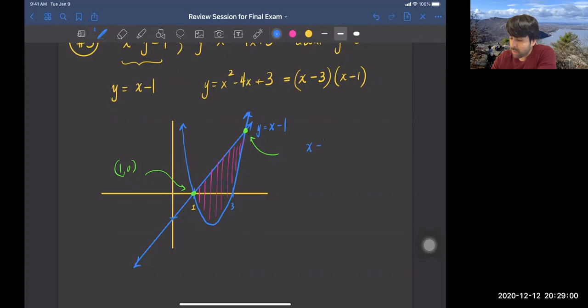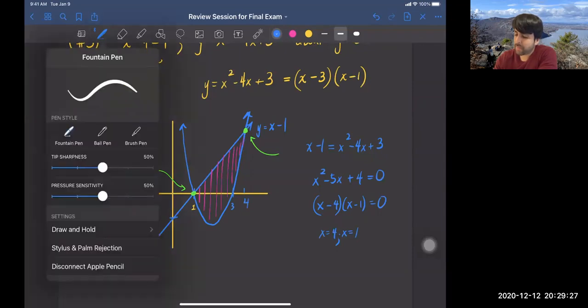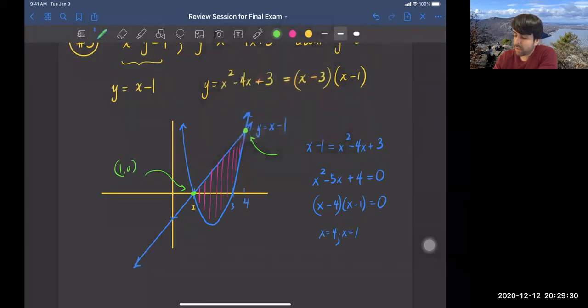So I know that x minus 1 equals x squared minus 4x plus 3. This becomes x squared minus 5x plus 4. Set it equal to 0. X minus 4, x minus 1 equals 0. So x equals 4 and x equals 1. Well, we already figured out that x equals 1 is one of them. The other one will be x equals 4. So this is going to be my x values here. So this will be 4, comma. And if I plug in 4, I would get 4, 3. So that's going to be my points, right?